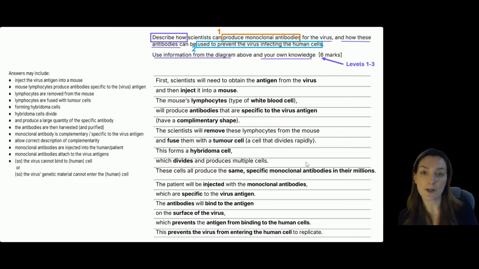If we refer back to the question, it said that we had to use the information from the diagram, which I've done in the second part of my answer. And I also had to use my own knowledge on how monoclonal antibodies were made, and this was done in the first part of my answer.